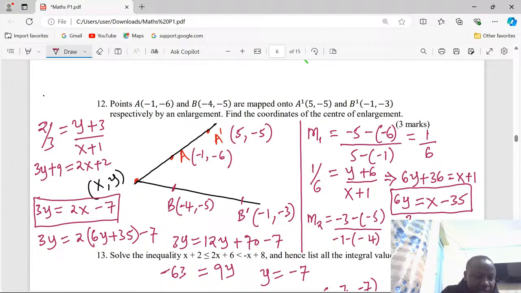Then after that, you equate them now. You solve using the concept of equation of a straight line.